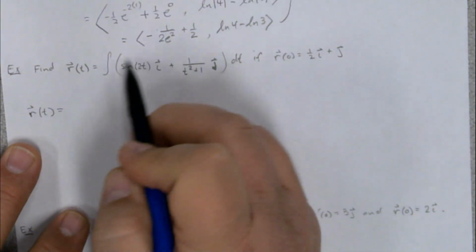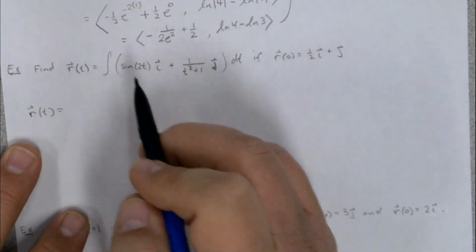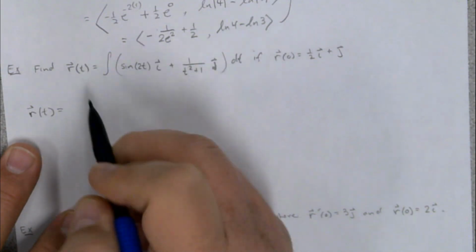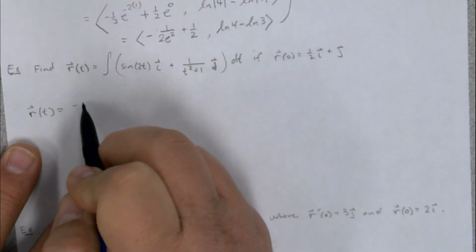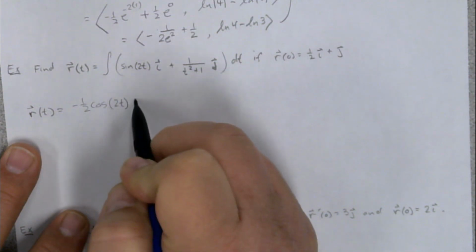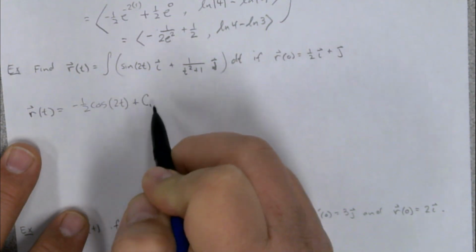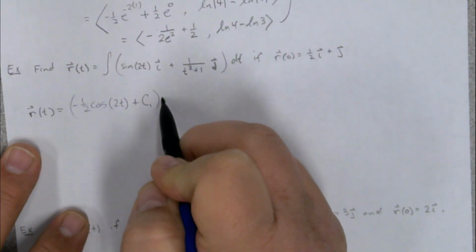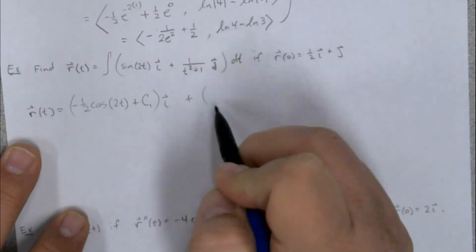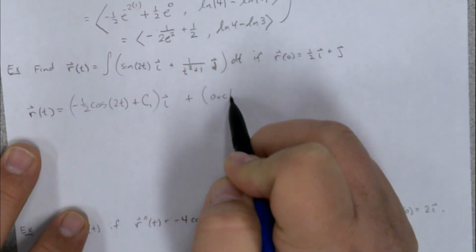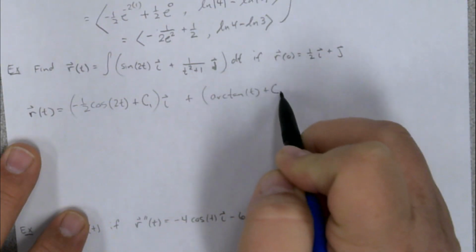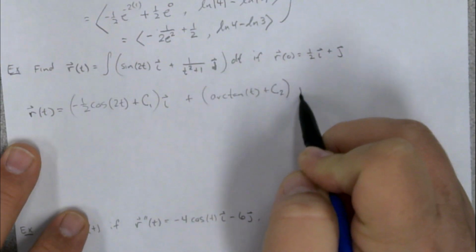This piece over here is the sine. You're going to have to do the U substitution process here to get your full complete answer. You're going to get a negative 1/2 the cosine of 2t plus some constant c1 times vector i. And then over here you're going to get the arc tangent of t plus another constant, c2, times vector j.